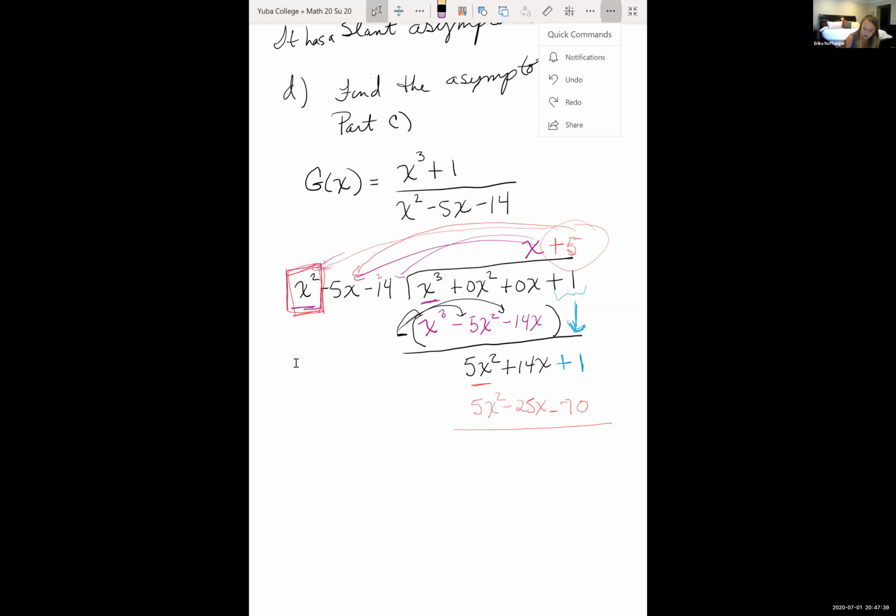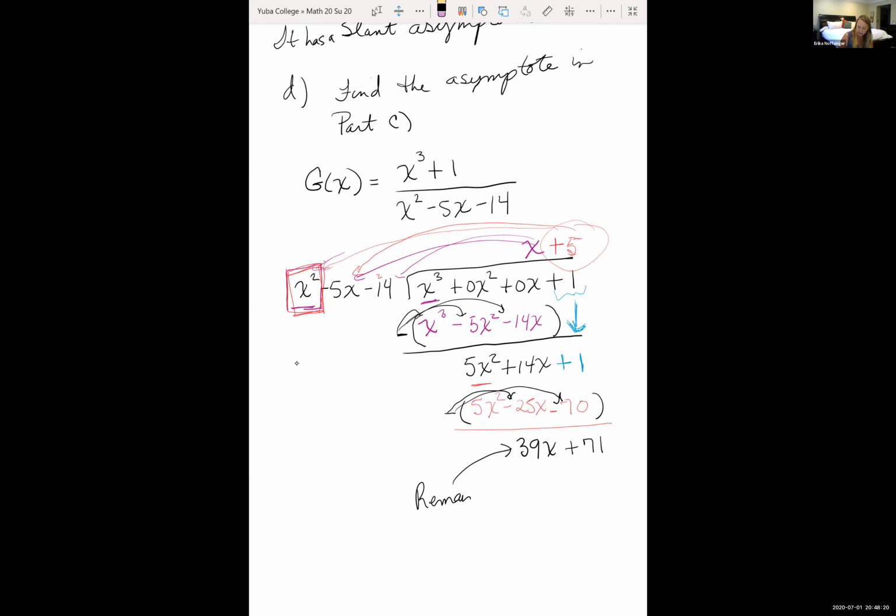And so if we subtract that value off, we get back 5x squared minus 5x squared is 0. Then 14x, but this negative distributive makes this really positive 25x. So 14x plus 25x is 39x. Distribute the negative, and 1 plus 70 will give plus 71. Okay, so this is actually our remainder.